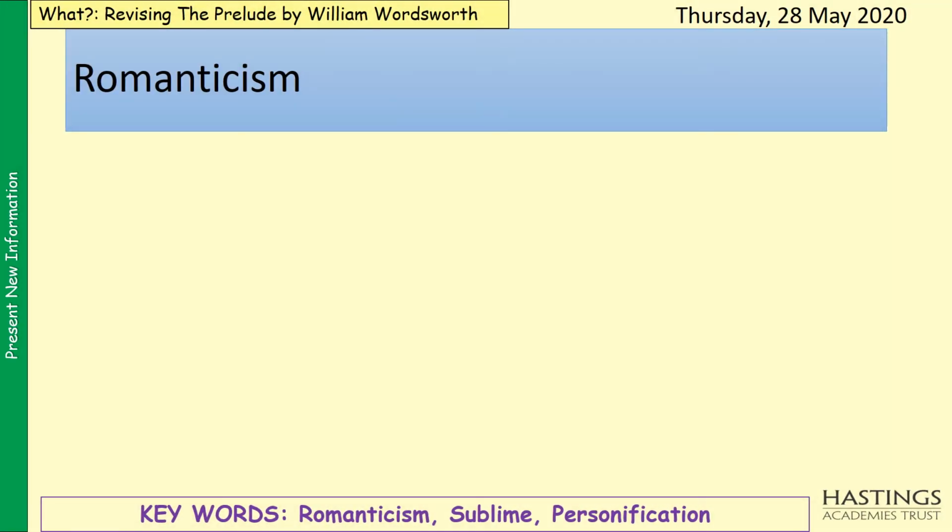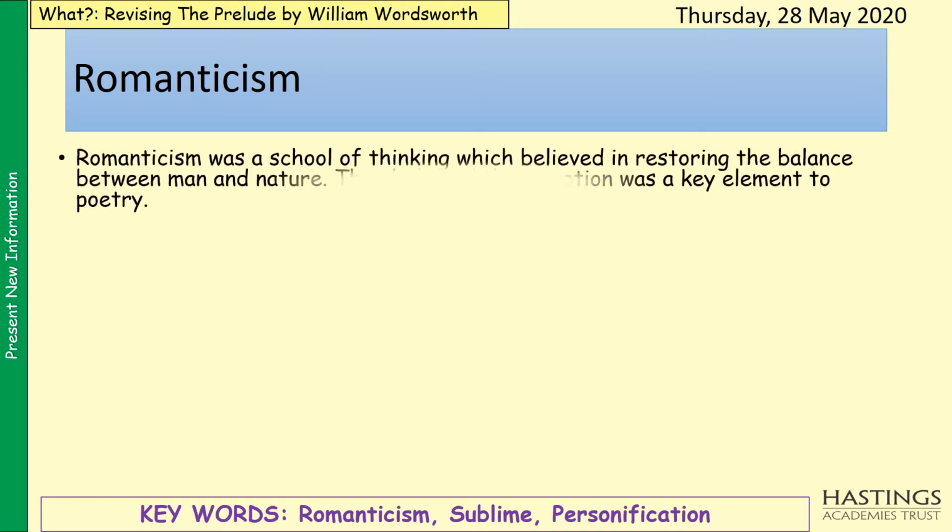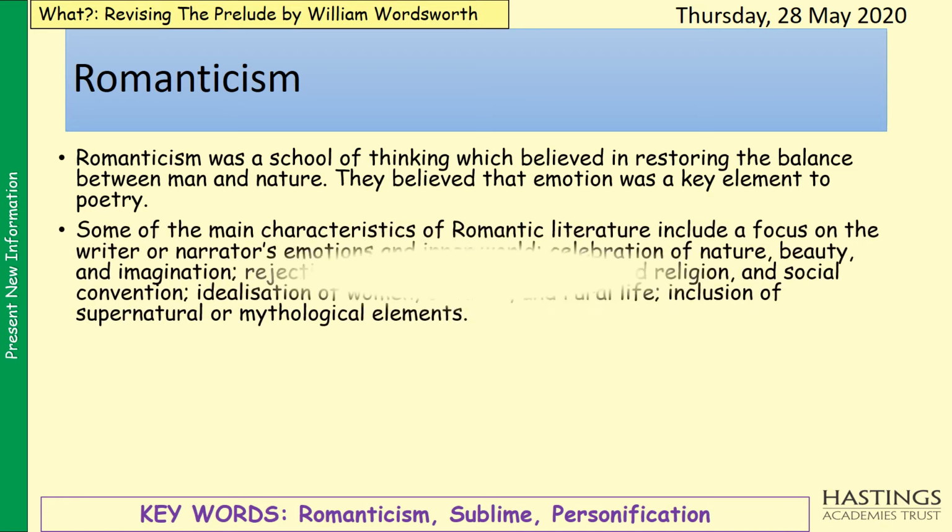Okay, so moving on to ideas about Romanticism. Romanticism was a school of thinking which believed in restoring the balance between man and nature. With the Industrial Revolution, there was a sort of outcry that nature was being destroyed, things were becoming too industrial, so poets took it upon themselves to kind of bring that back, to save nature. They also believed that emotion was a key element to poetry.